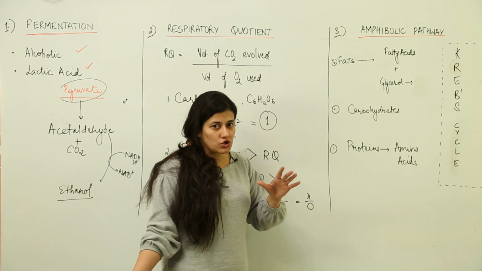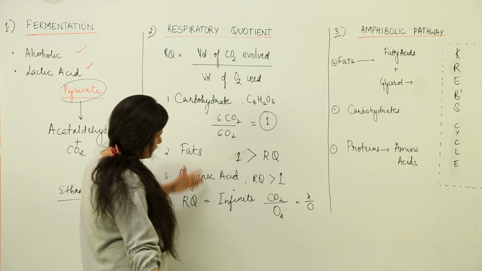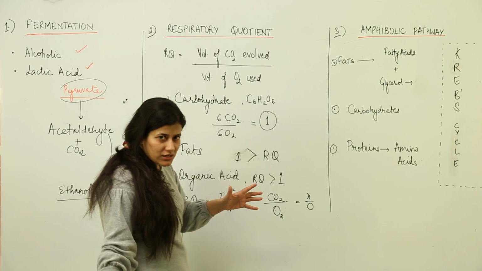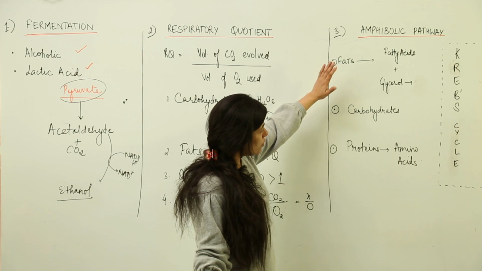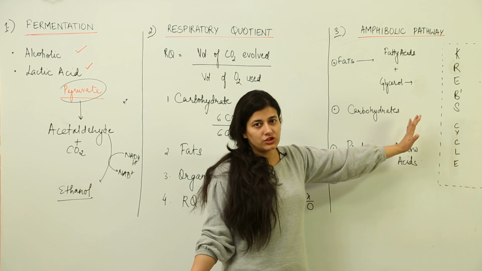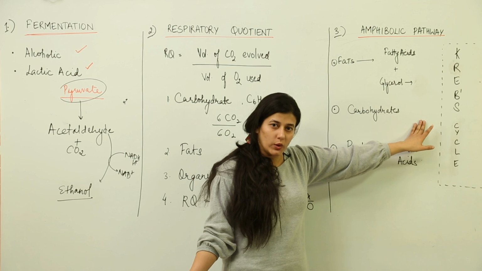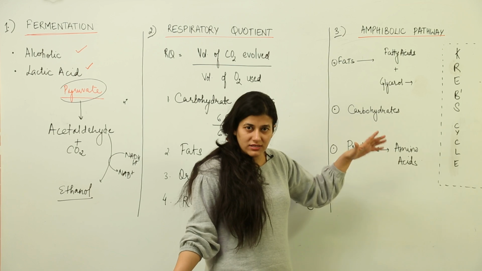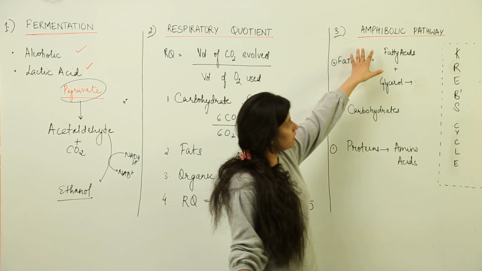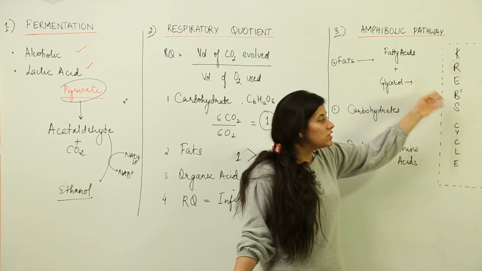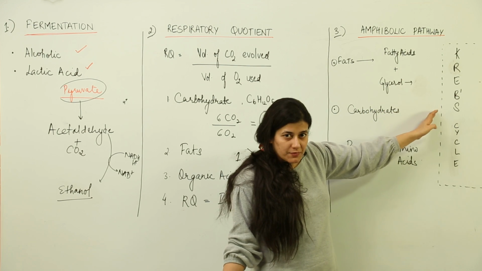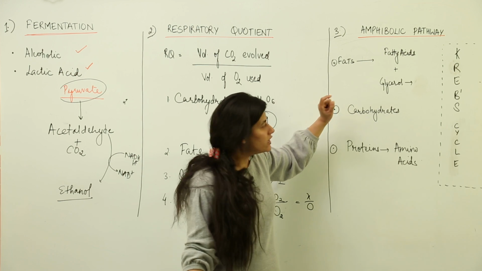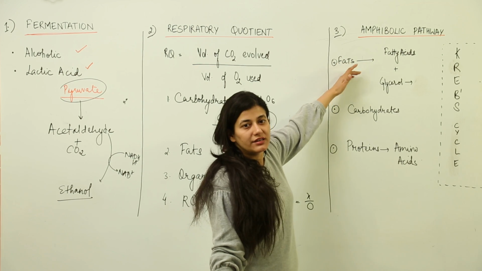So whatever respiratory substrate we have, it could be carbohydrate, fats, organic acid, or a protein. All these substrates have to somehow reach the condition of acetyl coenzyme A. They have to become acetyl coenzyme A through certain steps. This particular arrangement, which enables all the substrates to enter the Krebs cycle through a uniform pattern, is known as the amphibolic pathway. Alright, so let's see how the fats would enter the Krebs cycle.